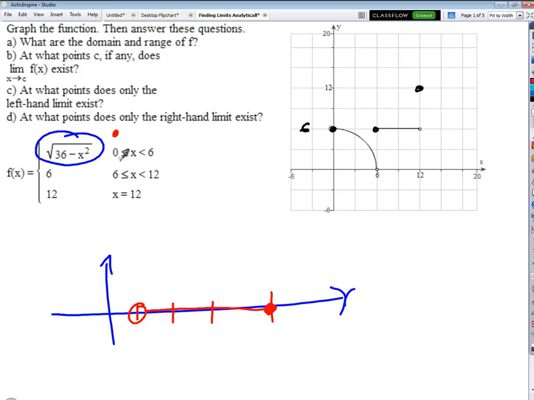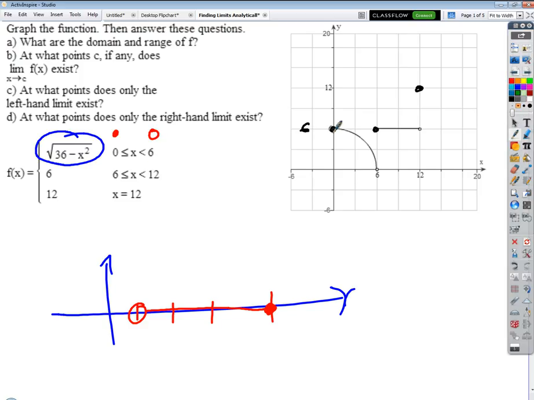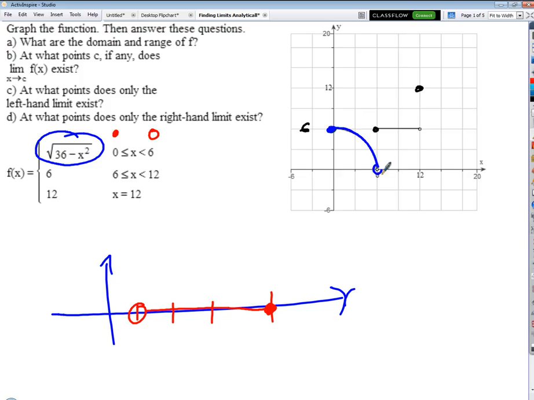X is greater than or equal to 0 and less than 6. What does just the less than 6 mean? Open endpoint, because it's not including 6. It's just everything up to but not including 6. So we have to have an open endpoint. So this is it right here. Whoops, wrong color. So this is it right here. Closed endpoint, that's our curvy part of the graph. Open endpoint. Okay, check. Yes, ma'am. Why does it start at 6?